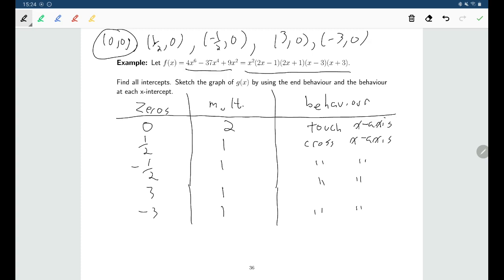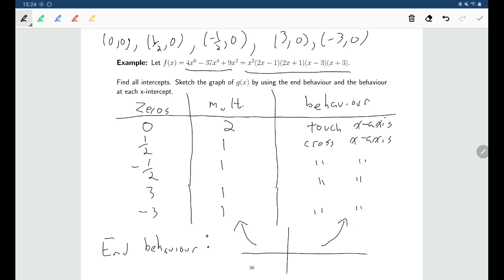We also have that (0, 0) is also a y-intercept, so I don't need to find y-intercepts in addition to x-intercepts. And the last thing that I need is my end behavior. If we're thinking about our end behavior, that'll be the same as the behavior of our leading term. Our leading term is 4x to the 6, so our graph will have the same end behavior as 4x to the 6, which goes up to the far left and to the far right on both sides.